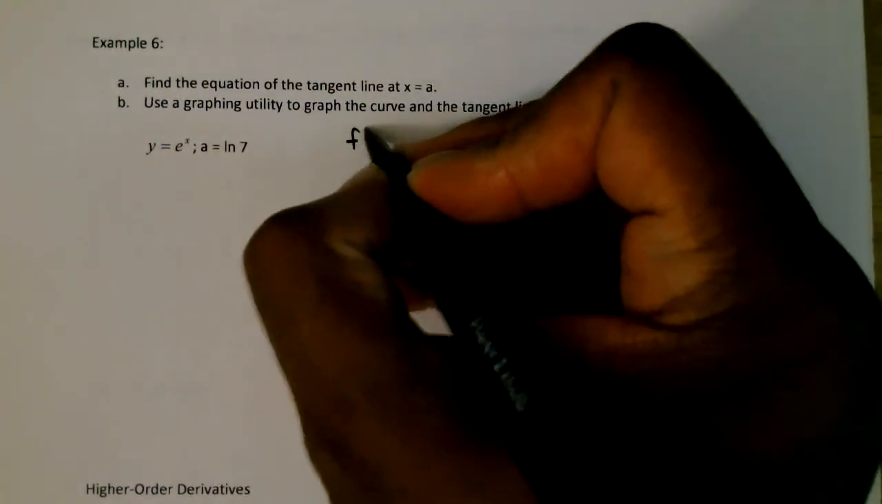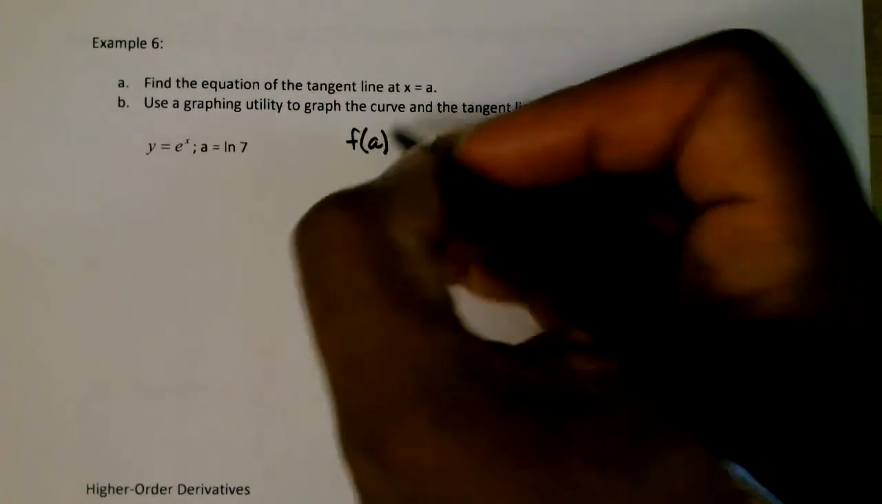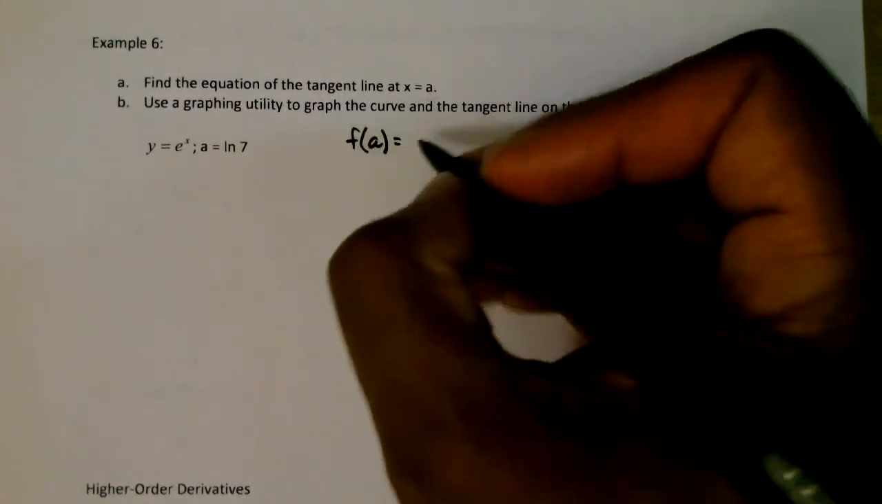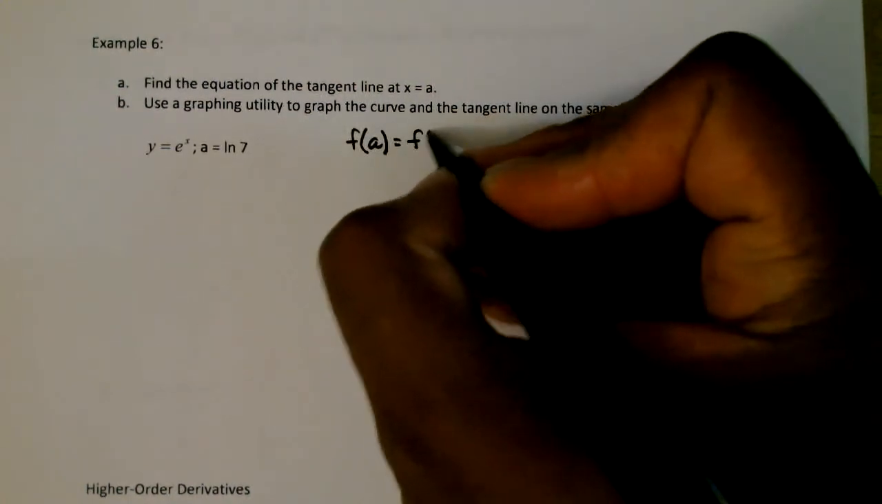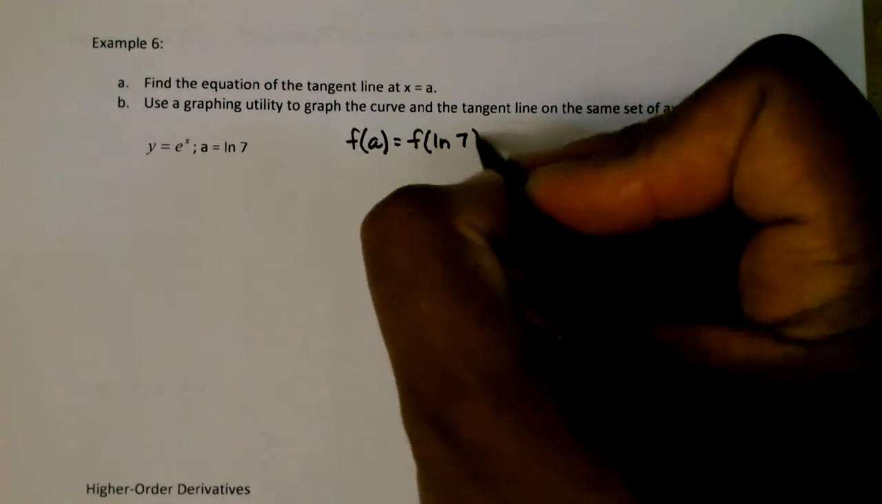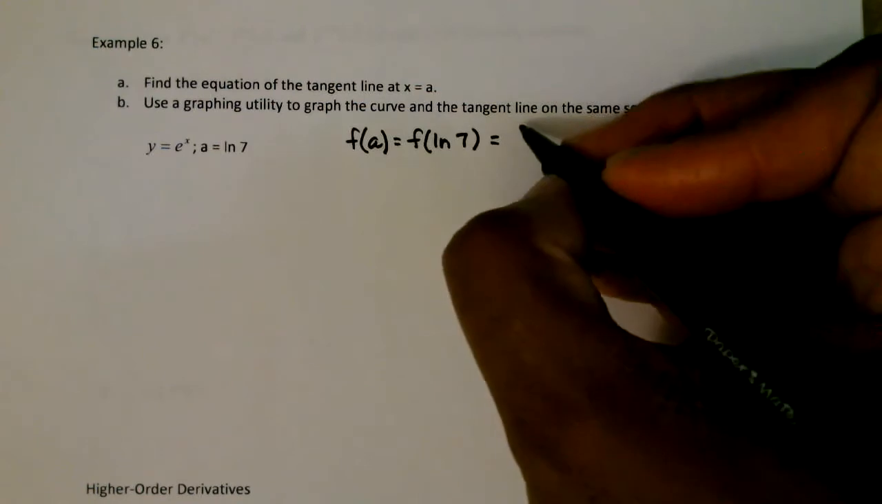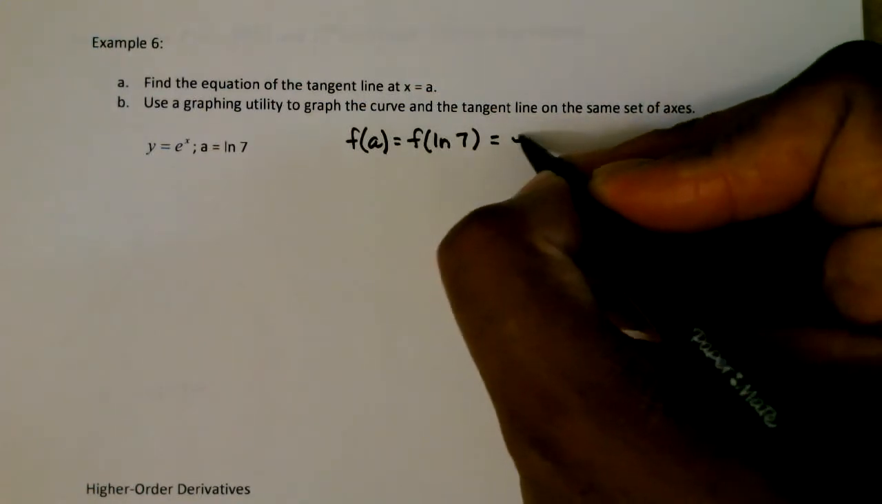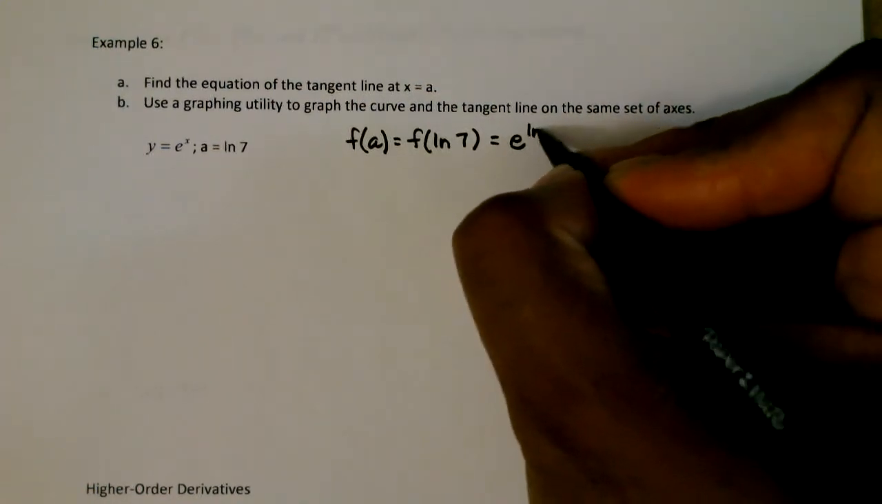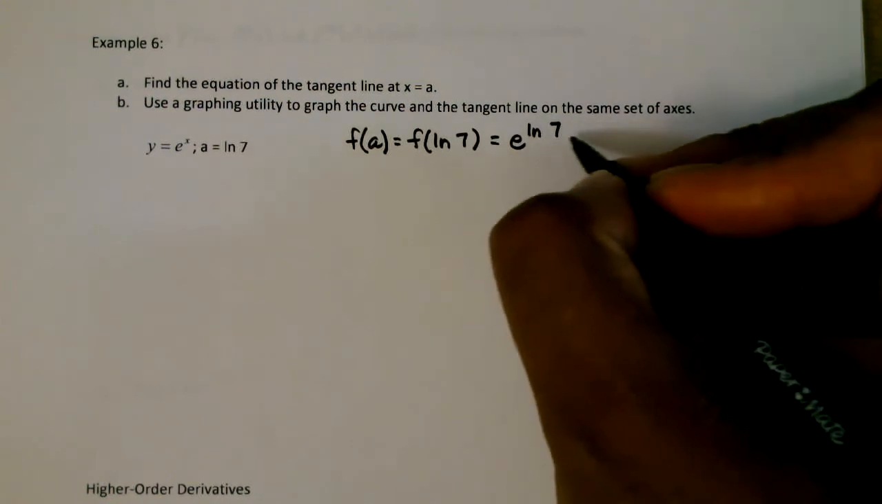So let's first evaluate f of a. And a, of course, is ln of 7. So it'll be f of ln of 7, because that's what a is equal to. And y is equal to e to the x. So it'll be e to the ln of 7.